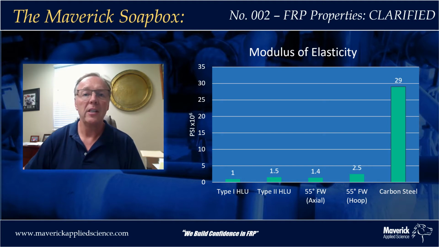And as you can see, type 1 and type 2, there's one value for those. That's because we consider those isotropic properties, where filament wound pipe basically is an orthotropic material, so that's why you see 1.4 for the axial modulus, and then 2.5 for the hoop modulus.